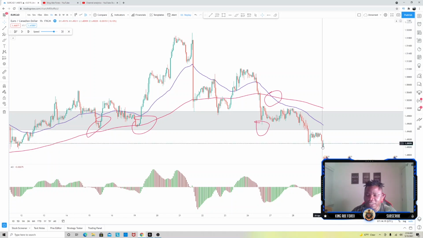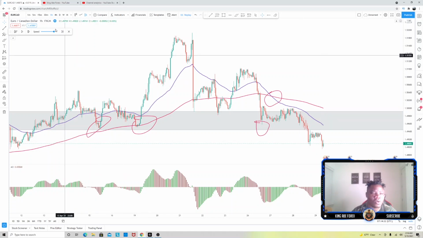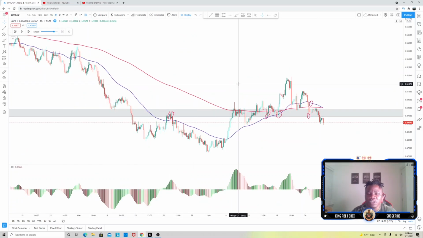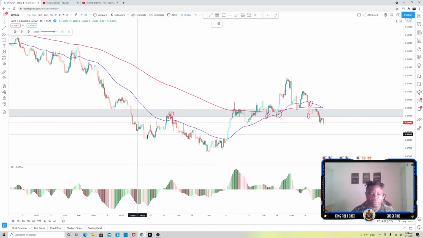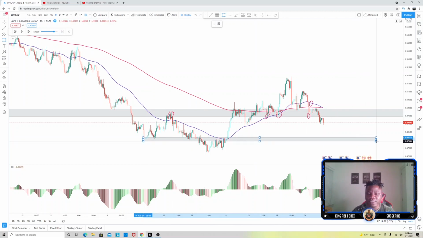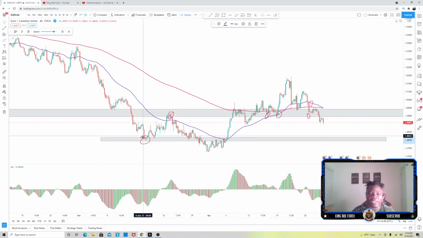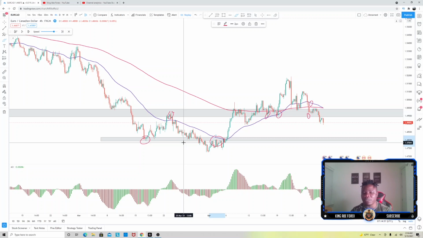Now once you have this entry right over here, we're going to go back to the 4-hour time frame to determine where our take profit is going to be. Now we have a zone right over here. As you guys can see, we have the support zone right over here that became a resistance right over here. So that's where our take profit is going to be based on the 4-hour time frame.